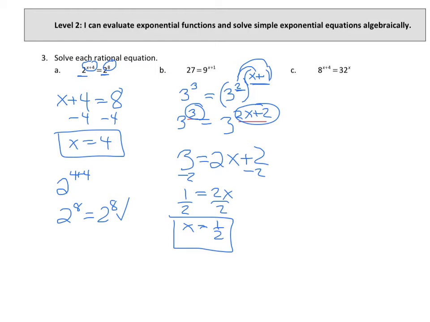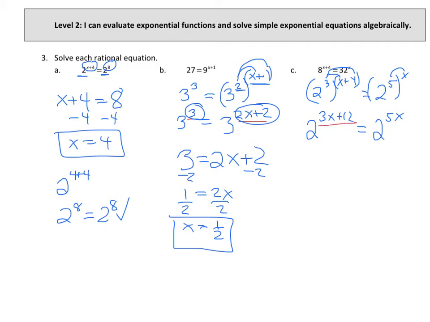Now in this next one, really similar, 8 and 32 can both be written as 2 to some power. 8 is 2 to the 3rd, which is then raised to the x plus 4. 32 is 2 to the 5th, which is then raised to the x. Then I multiply my powers, so that 3 is going to be distributed to the x plus 4, and I get 2 to the 3x plus 12 on the left side. And on the right side, I multiply the 5 and the x, and I get 2 to the 5x.